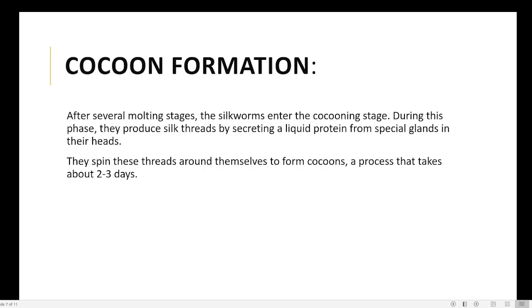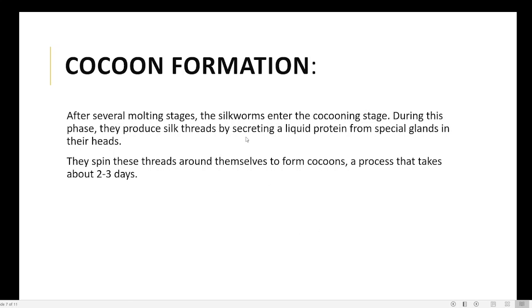So after several molting stages, the silkworm will be entering into the cocooning stage, and during this phase, they produce silk threads. So it is the silk thread that is produced by the silkworm caterpillar, or the larva of the silkworm, and that we are taking as the silk. It is actually a protective cover for the silkworm pupa. That is the purpose for which the silkworm is producing this cocoon or silk. But we are using it for some other purpose actually.